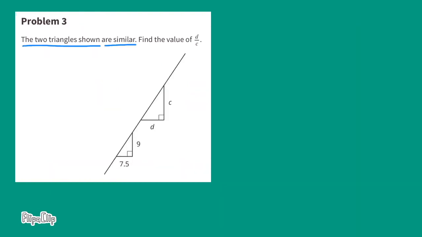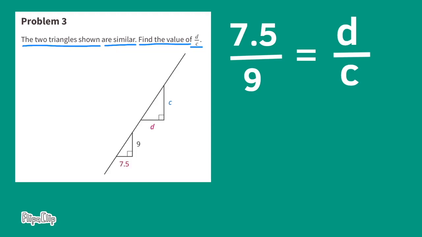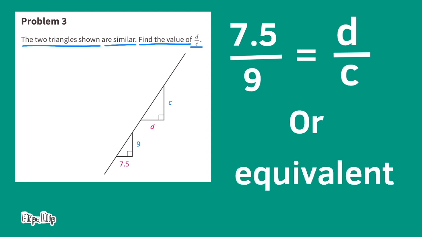Problem number 3. The two triangles shown are similar. Find the value of D over C, which is also known as D divided by C. Since the two triangles are similar, 7.5 divided by 9 will be equal to D divided by C, and 7.5 divided by 9 is equivalent to 5 sixths. So D over C, or D divided by C, equals 5 sixths, or equivalent. Like 7.5 over 9, or 15 over 18. Those are also equivalent to 5 sixths.